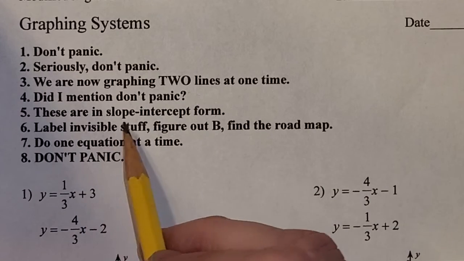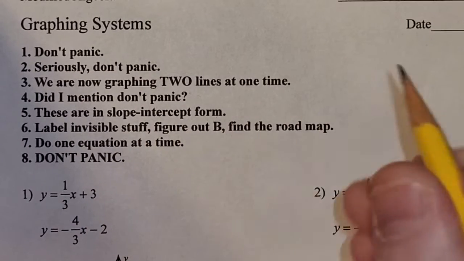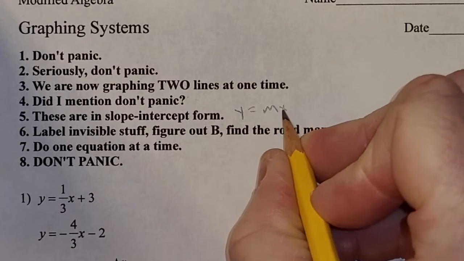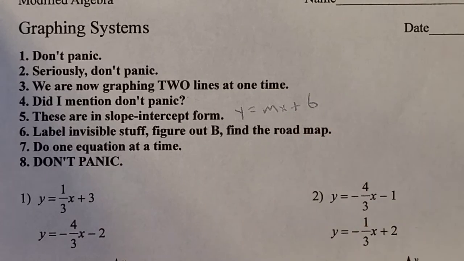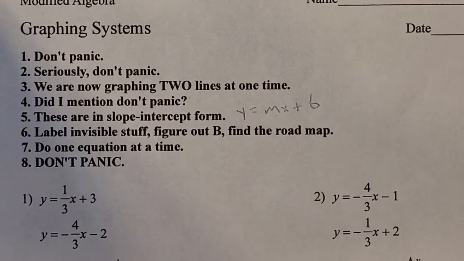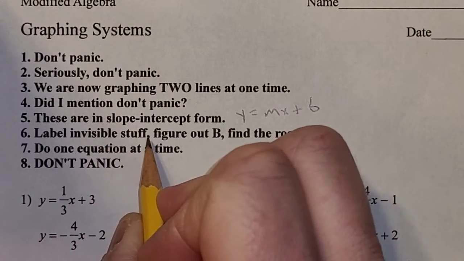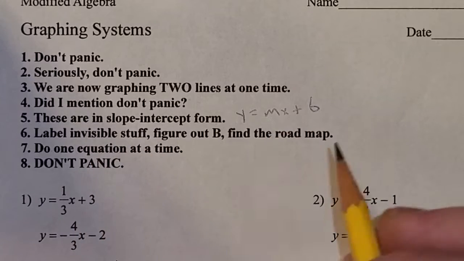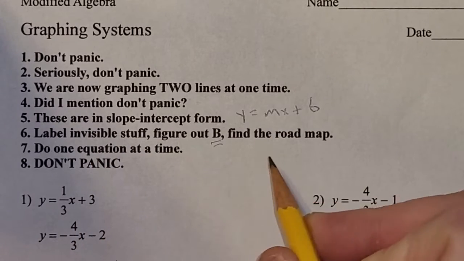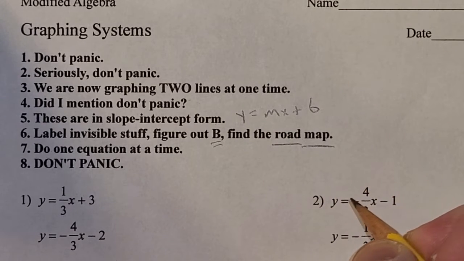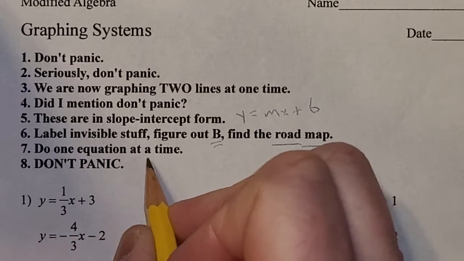Number five, these are in slope-intercept form. You should remember that. That is y equals mx plus b. You should all be writing that on your paper, y equals mx plus b. So we're going to label anything invisible. You're going to figure out what b is, and then we're going to figure out the road map. All right, and we're going to do one equation at a time.